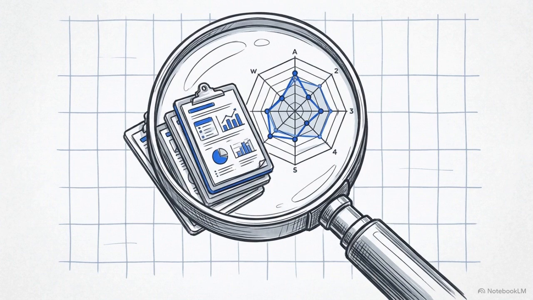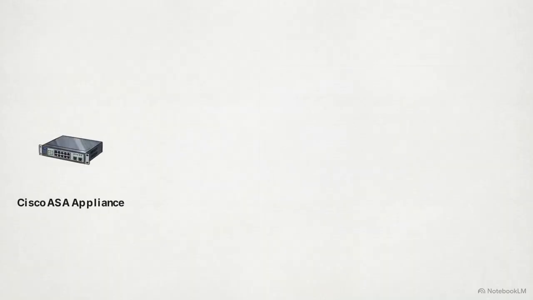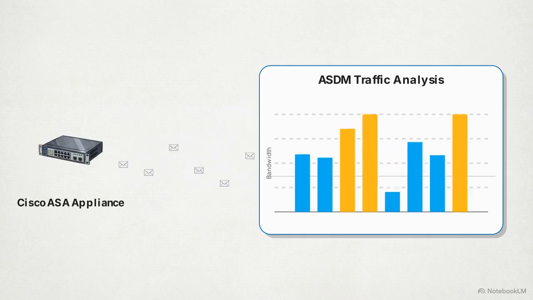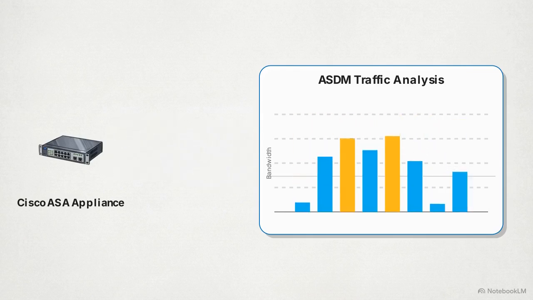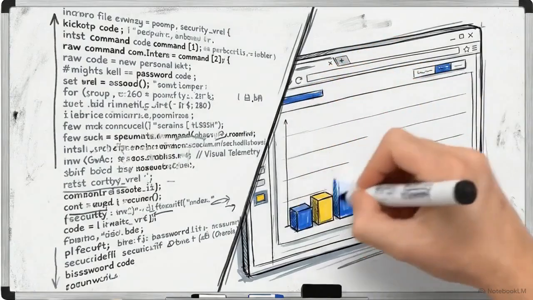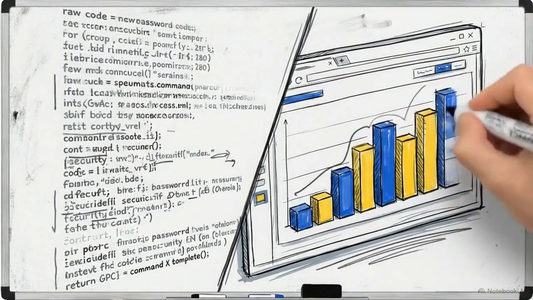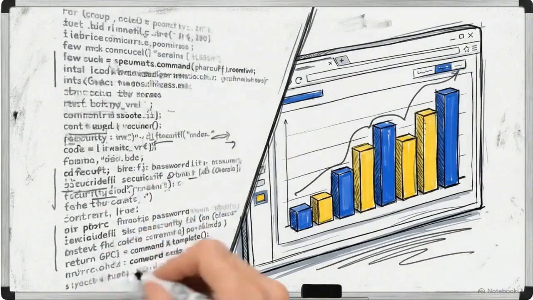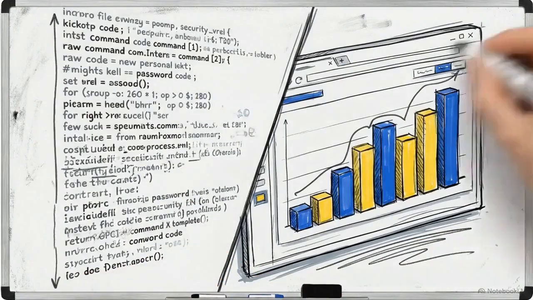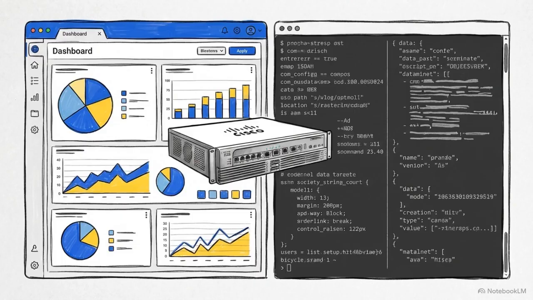It also includes capabilities for advanced logging and traffic analysis, giving the network engineer immediate visual feedback on the data flowing through the appliance. By abstracting dense CLI strings into actionable visual telemetry, ASDM allows engineers to parse network health and deploy security policies significantly faster. Choosing between ASDM and the CLI is an engineering trade-off based on the specific requirements of the task at hand.